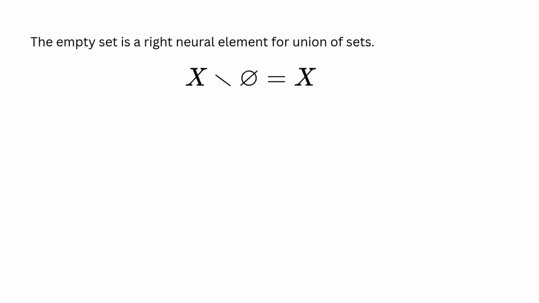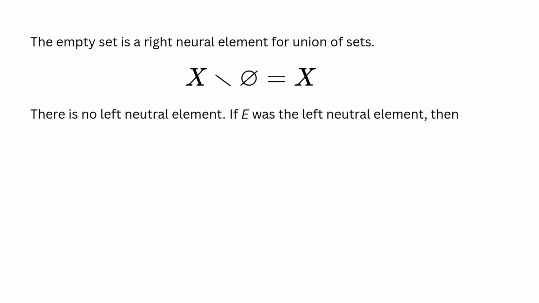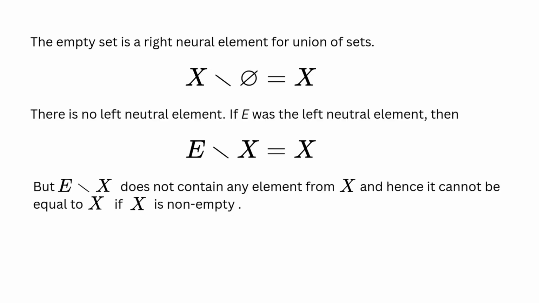The empty set is a right neutral element. However, there is not a left neutral element. If E was the left neutral, then E minus x should be equal to x for all sets x. But E minus x does not include any of the elements of x. Hence, it cannot be equal to x if x is non-empty. Consequently, the difference of sets has no neutral element.